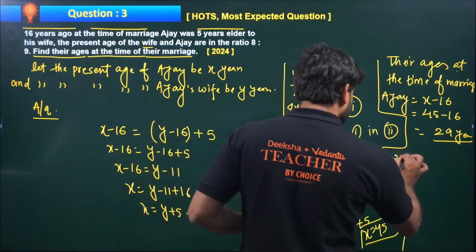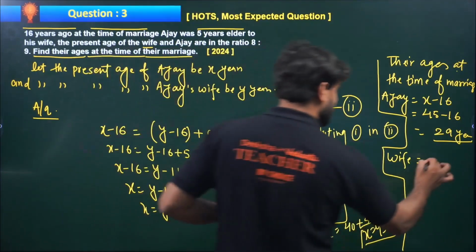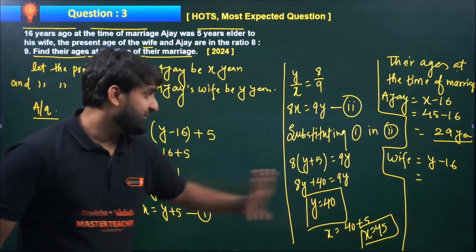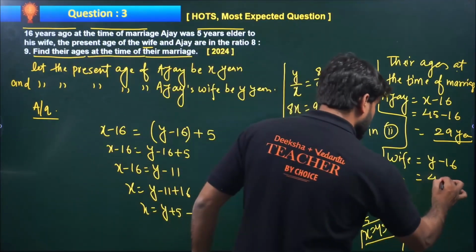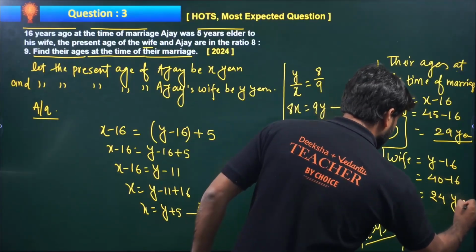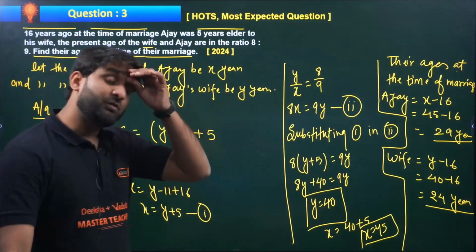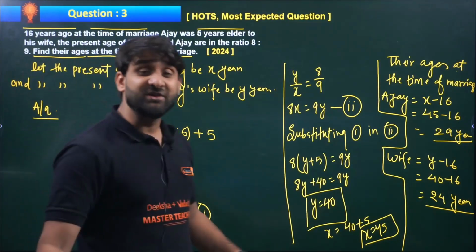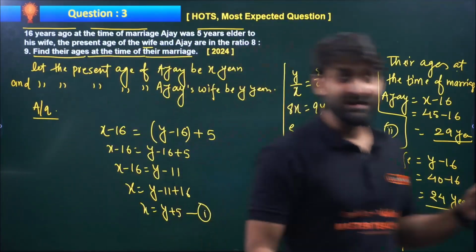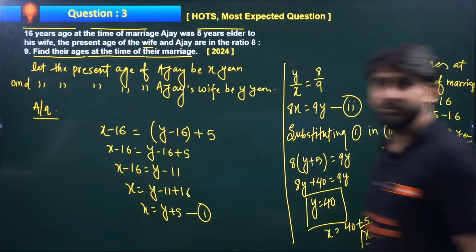Similarly, if we talk about wife's age, she was y minus 16, because y is the present age we have supposed, and we have y as 40. So 40 minus 16, it has to be 24 years. So Ajay was 29 years old and his wife was 24 years old when they got married 16 years ago. I hope this question is clear to you. Very interesting question, literally champions. Very important question. Please take a screenshot.